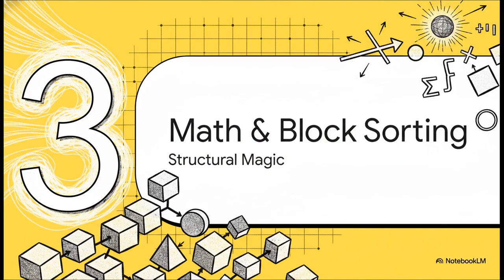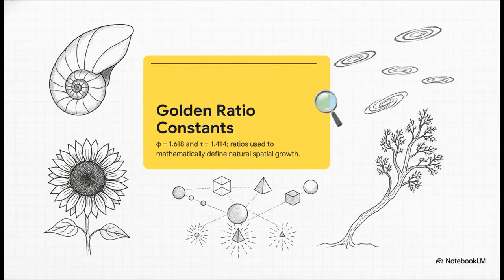Moving on to Section 3, math and block classification. Let's look at the structural magic behind how this actually works. So how does it actually sort this messy, multimodal data to find that magic seed in the first place? Well, under the hood, the protocol relies on foundational mathematical constants, stuff that actually appears everywhere in nature. Specifically, we're talking about the golden ratio constants. We have phi at 1.618 and tau at 1.414. These aren't just random digits. They're structural ratios that dictate natural spatial growth. SHD CCP uses them to mathematically define exactly how 3D points relate to each other in physical space.